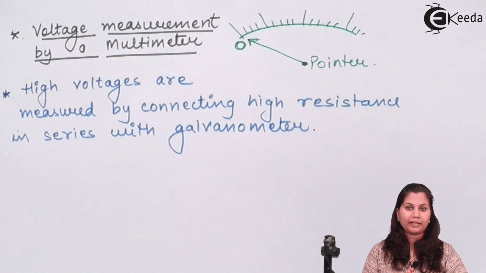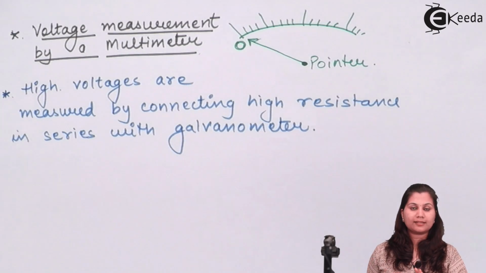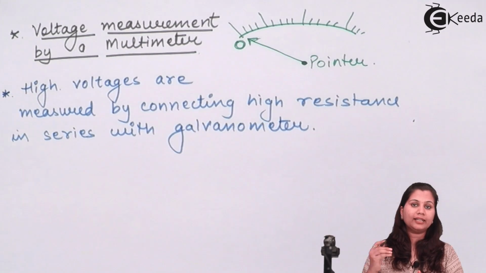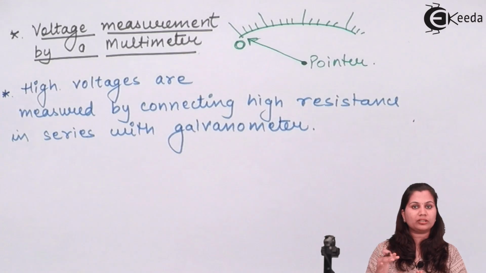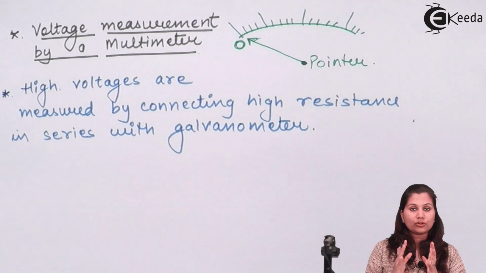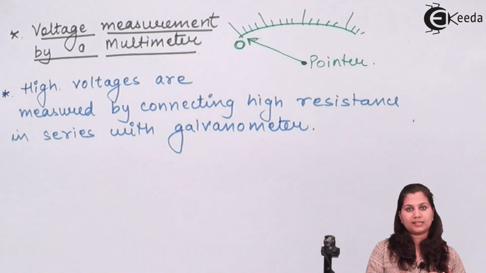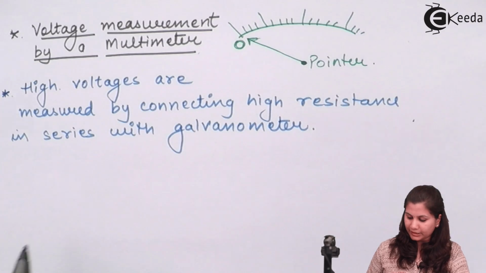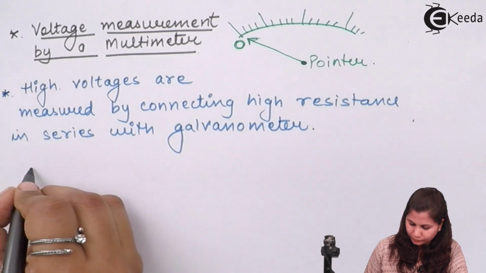So voltages are measured by adding resistances in series with the galvanometer. If high voltages are to be measured, then high resistances are connected. If low voltages are to be measured, then low resistances are connected. So according to the range of voltages measured, the resistance range is also varied. Let's see the circuit for it.